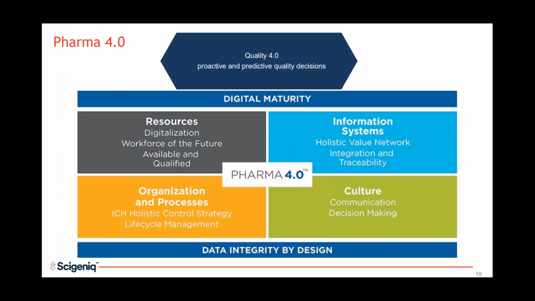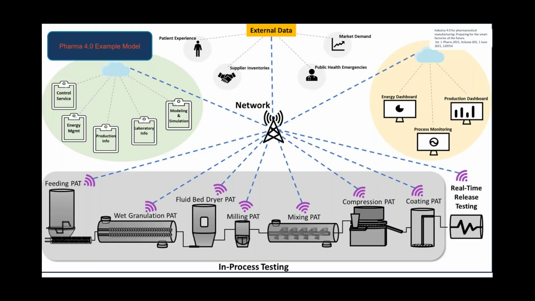So what we want is basically to have proactive decisions. You can see here an example of how a fully automated factory and a fully automated process would look. At the bottom you can see a manufacturing line of oral dosage forms, having a granulator, fluid bed dryer, mixing, compression and coating. So this is my production line.